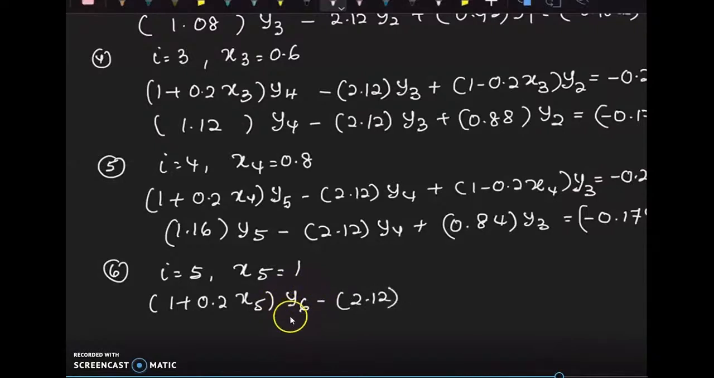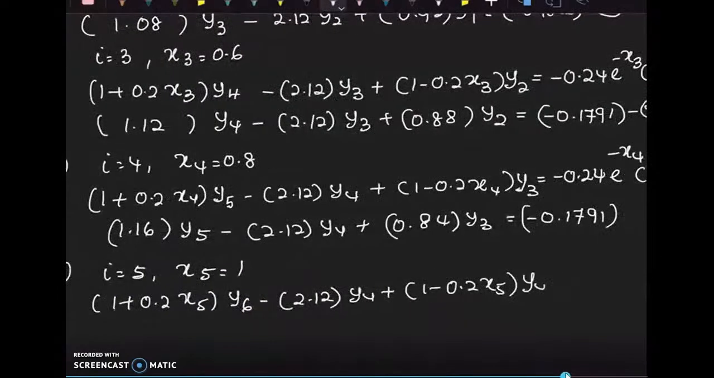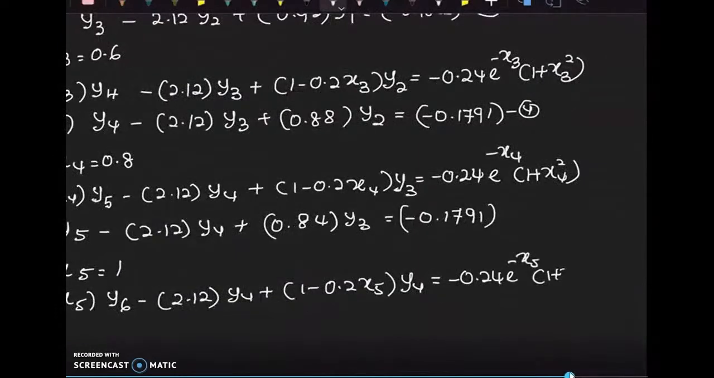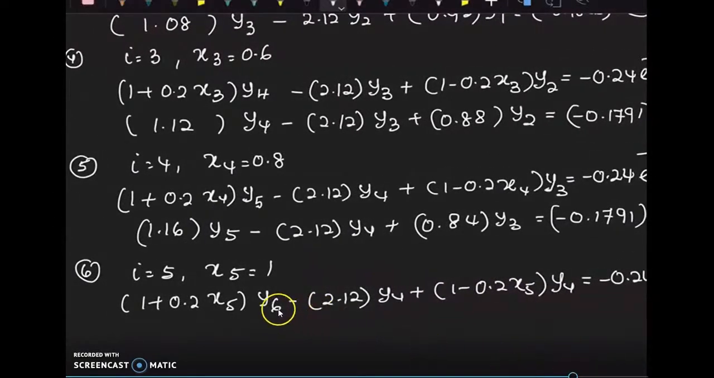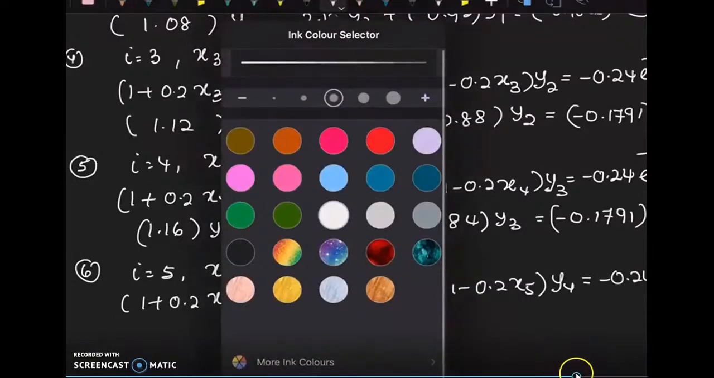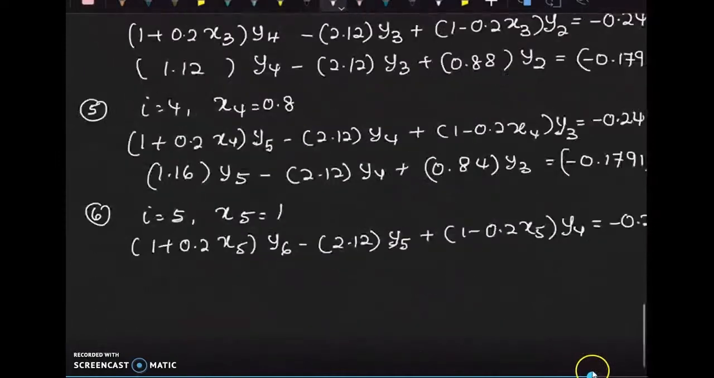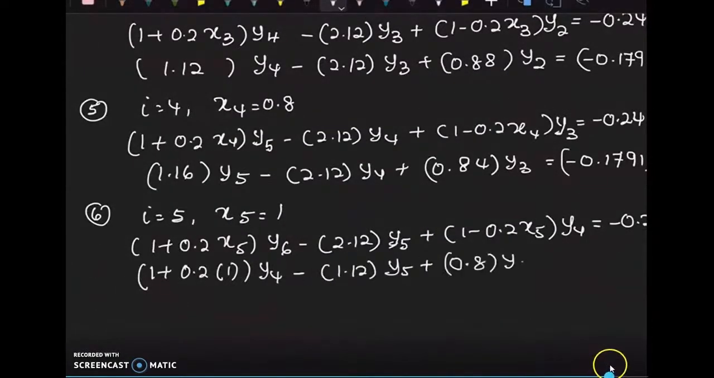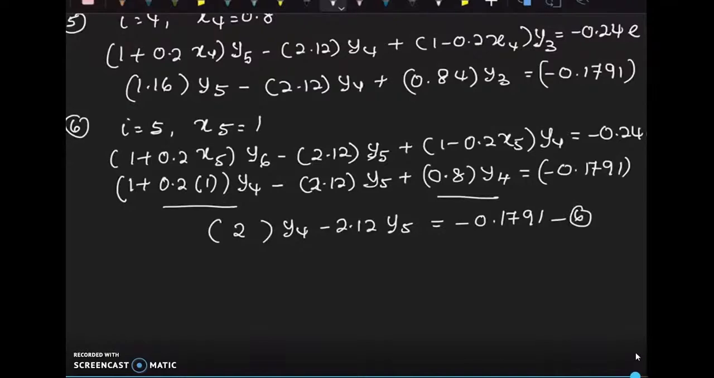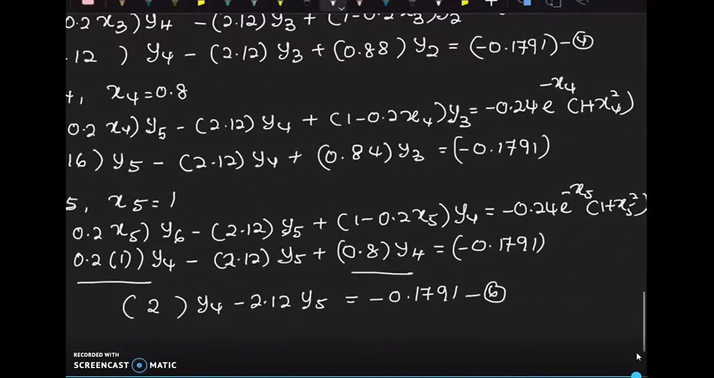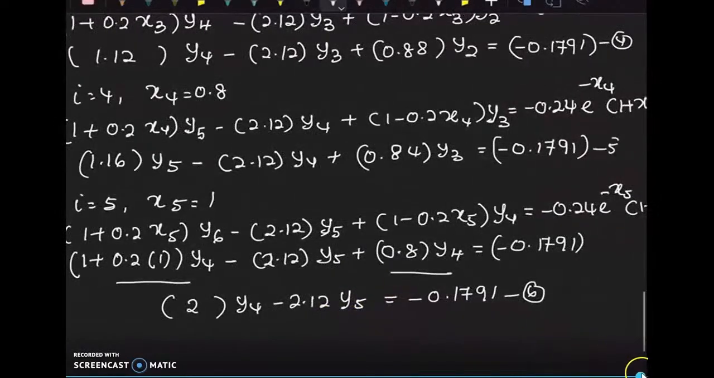is similar. However, when I equal to 5, you have the discretization for Y6. The last corner, derivative at the last corner, you have Y6. Replace Y6 equal to Y4. We already use formula 5.8 to replace Y6 equal to Y4. And then combine, you have only Y4, Y5. The last point of the grid is Y4 and Y5 only. So you combine, you put in the group Y4, you will get 1.02 plus 0.8 is 2Y4, minus 2.1215, and then the rest is a real number put on your right hand side.